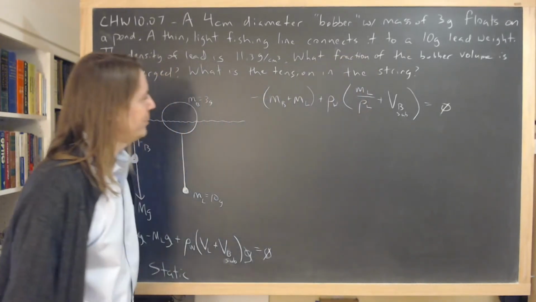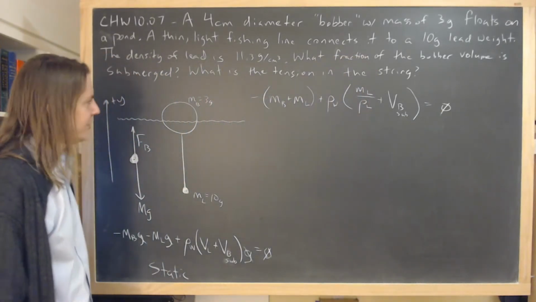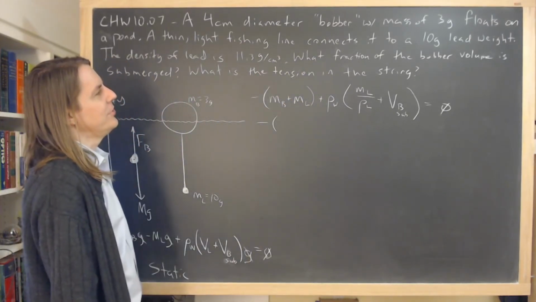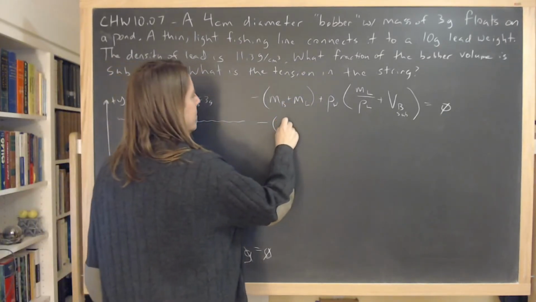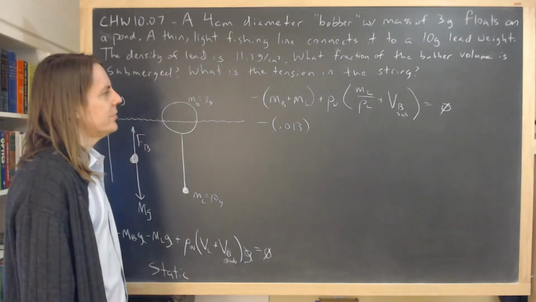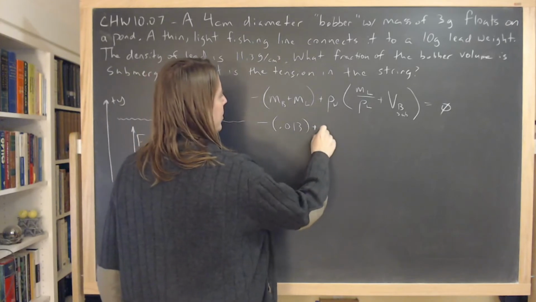So I guess it'll be annoying, but we'll convert this to MKS units. So this is minus, well, we can just add those real quick. 3 plus 10 is 13 grams. We have to go to kilograms. So not writing units, all MKS. Plus the density of water is 1,000.